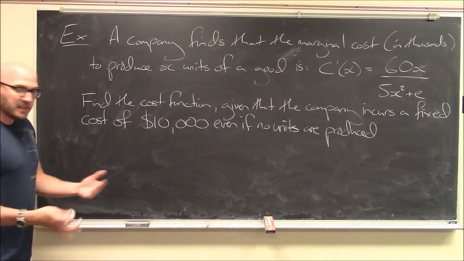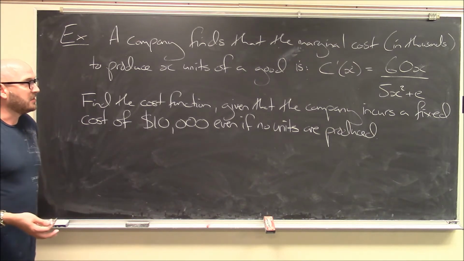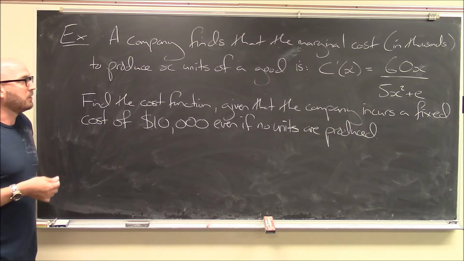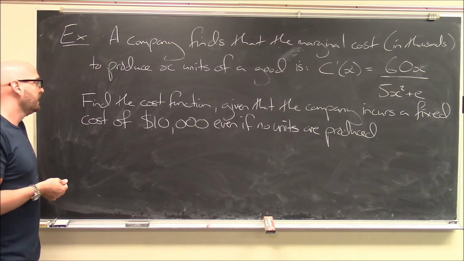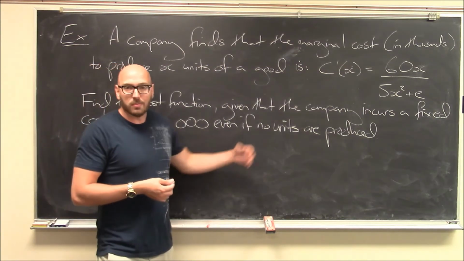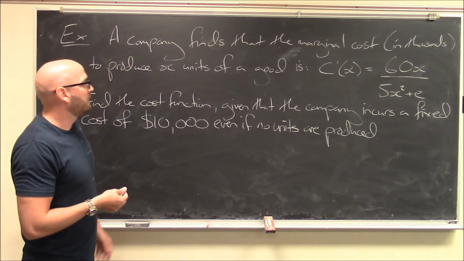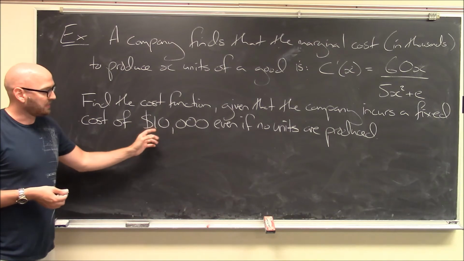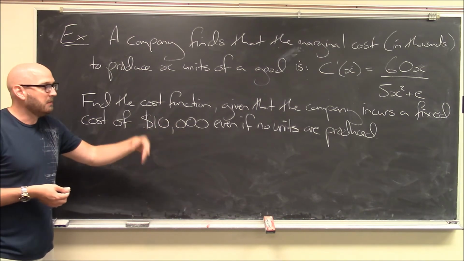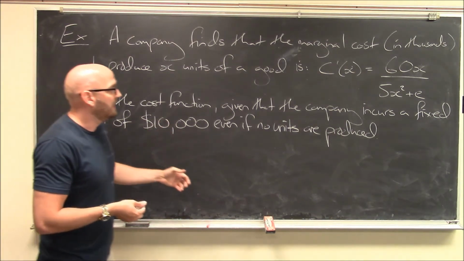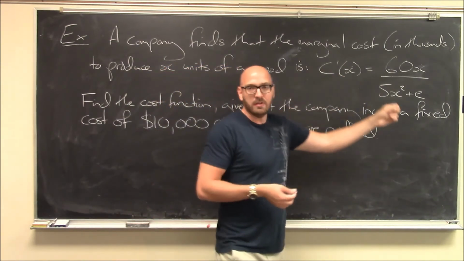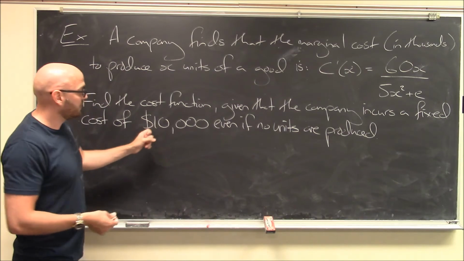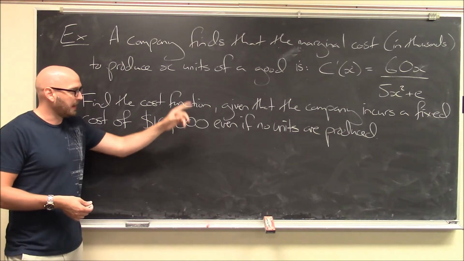So the question is to find the cost function, and we know how to do that from last time. If we have marginal costs, then the cost will be the antiderivative, so we're going to integrate this marginal cost function. The problem is we'll run into this plus C when we do that, and we can figure out what the plus C is, but it's a little bit of extra information. We're told that we have a fixed cost of $10,000, even if no units are produced. Meaning, if x is 0, then C of 0 should be 10,000. In fact, C of 0 will actually be 10 because our costs are in thousands of dollars.